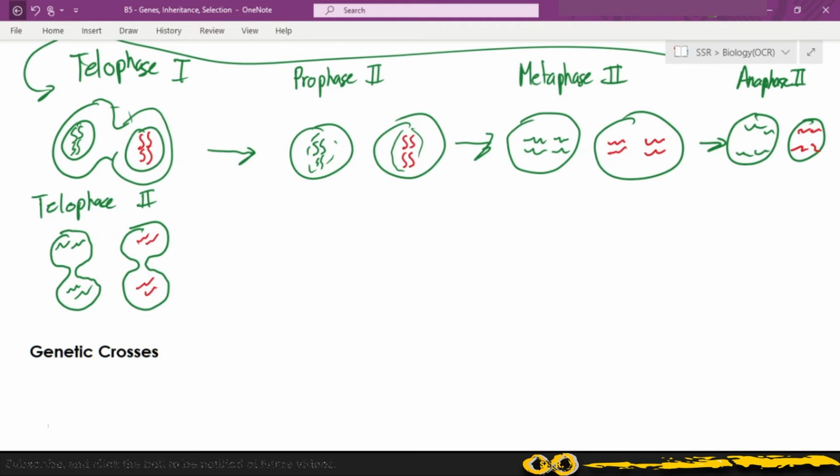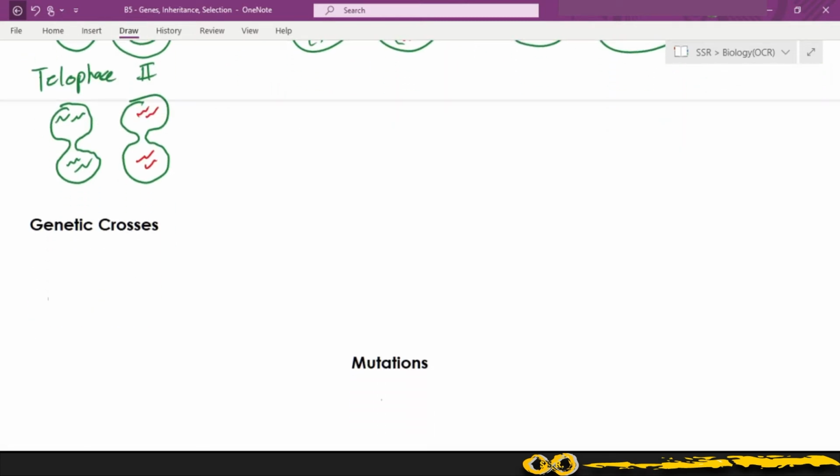What this means then is that we will be able to recombine these haploid cells through sexual reproduction in order to achieve a crossing of genetic material. And what we will be interested in then is what are the chances that a particular characteristic happens.